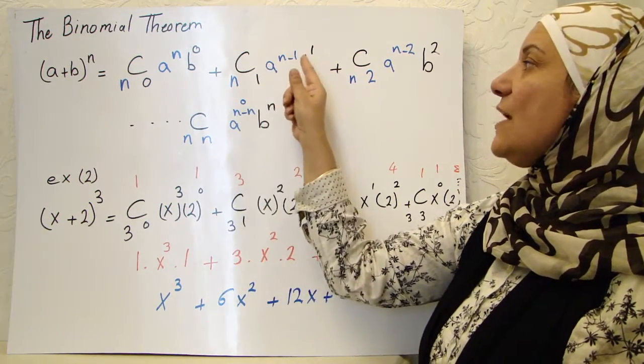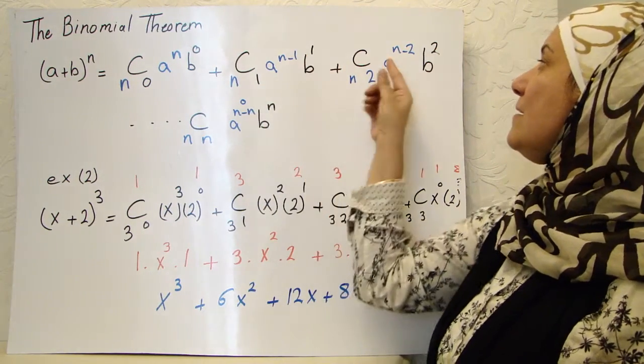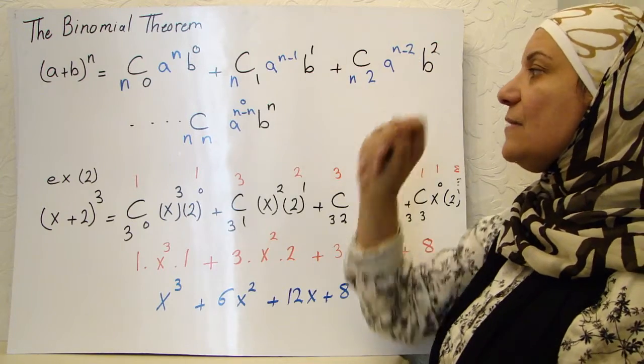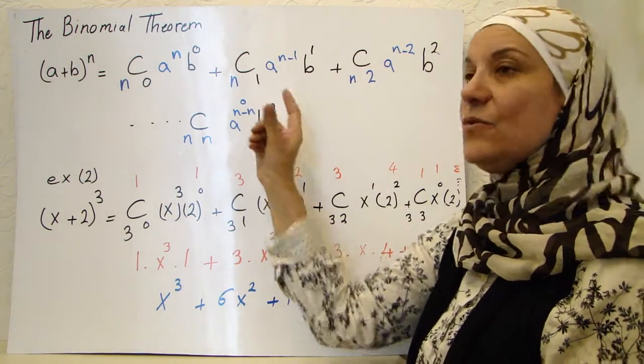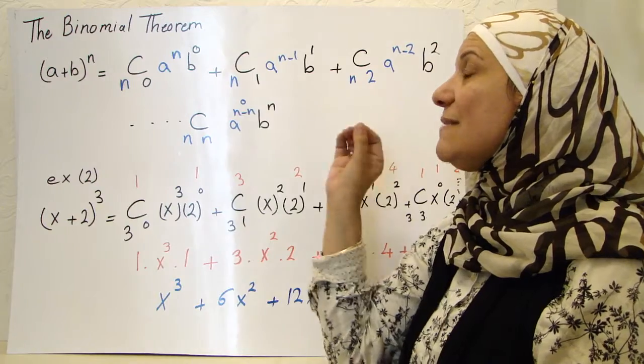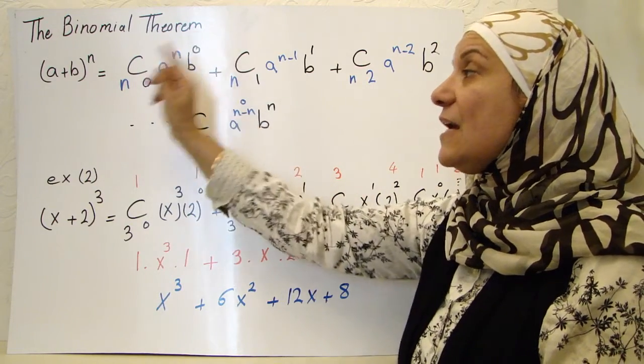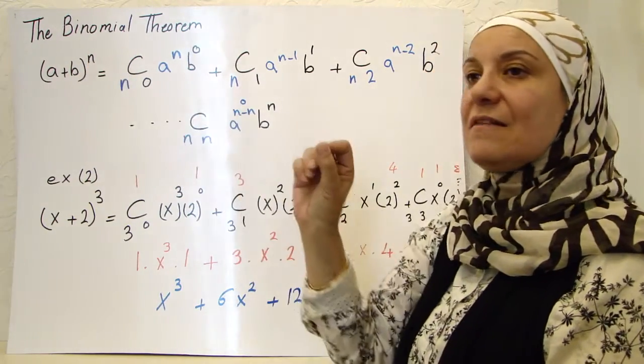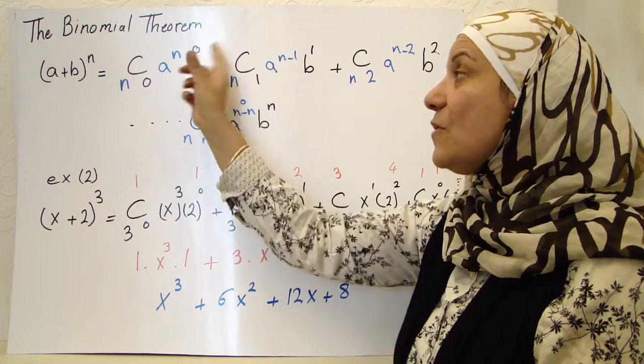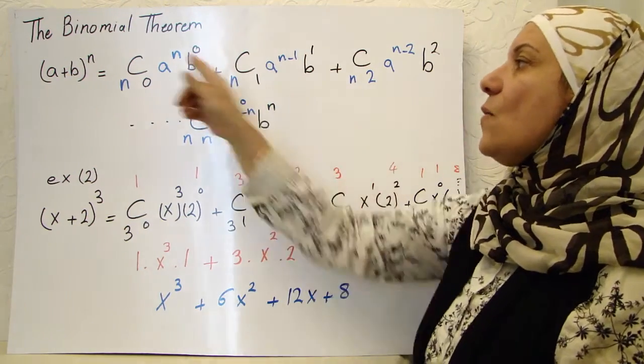Here, n minus 1 and 1. So together they make n. n minus 2 plus 2, together they make n. n minus n plus n, together they make n. So always remember that the exponent has to reach always this number. Together, when combined, they make this number. What about my C?